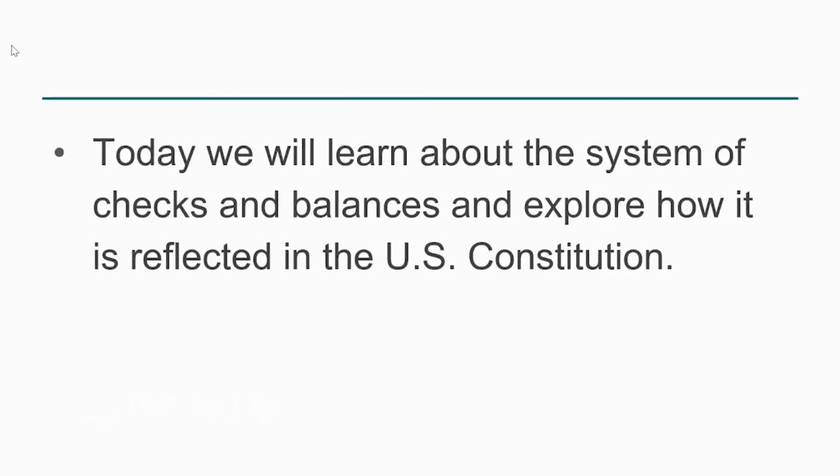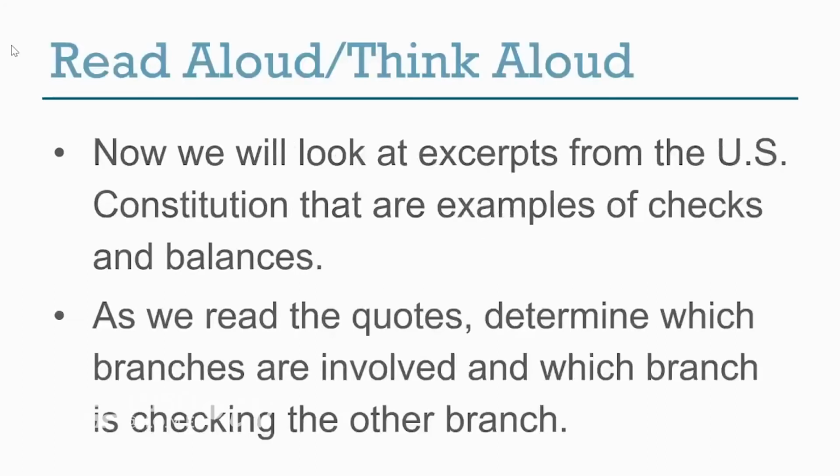So today we will learn about the system of checks and balances and explore how it is reflected in the United States Constitution. We're going to take a look at excerpts from the US Constitution that are examples of checks and balances. As we read the quotes, we're going to determine which branches are involved and which branch is checking the other branch. I want to do this in a read aloud, think aloud type fashion, so you can see my thinking and how I process the information and how you should process it as well. Are you with me? Well, let's go.